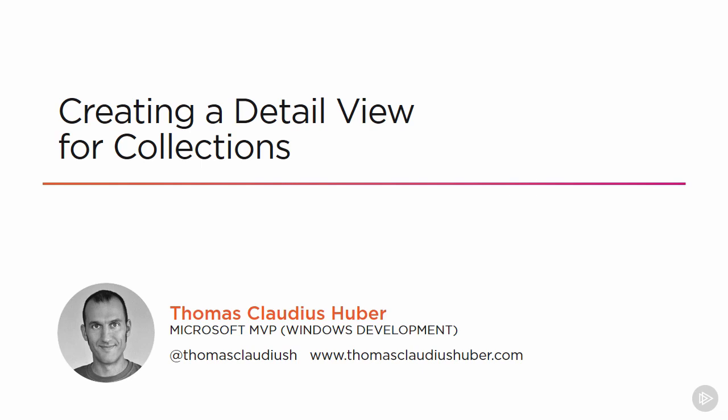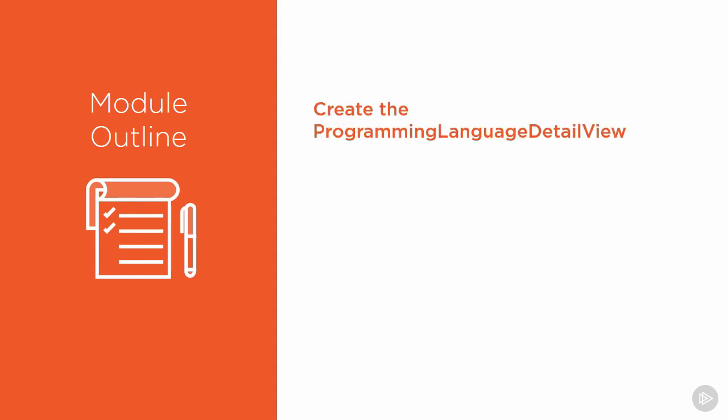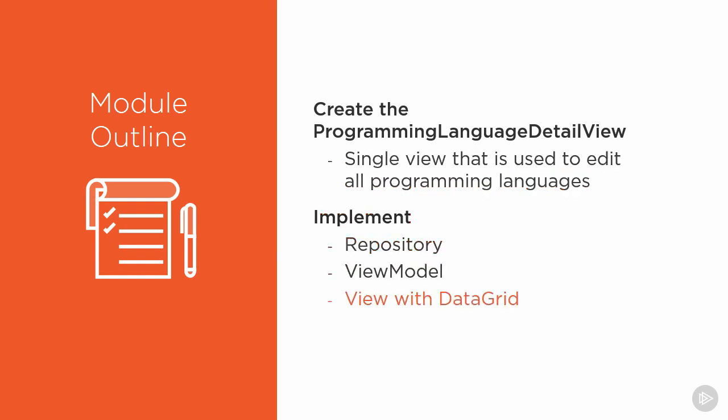Let me show you the module outline. In this module, you learn how to create the programming language detail view. As mentioned, this is a single view that is used to edit all the programming languages in the Friend Organizer application. Throughout this module, you learn how to implement the repository, the view model, and also the view with the data grid. So you see we have some work to do. Let's start to integrate the programming language detail view into the Friend Organizer application.